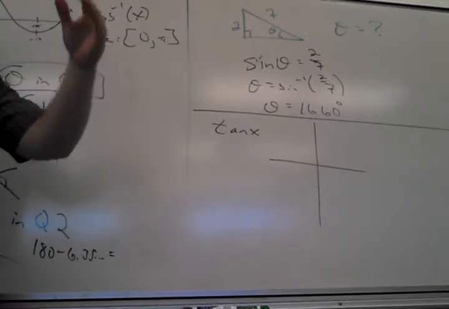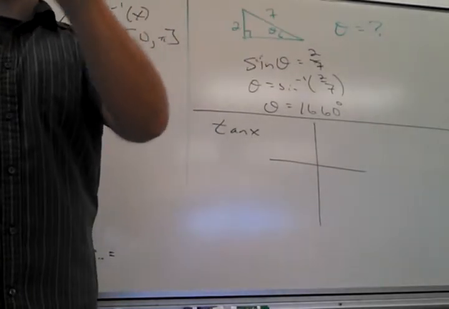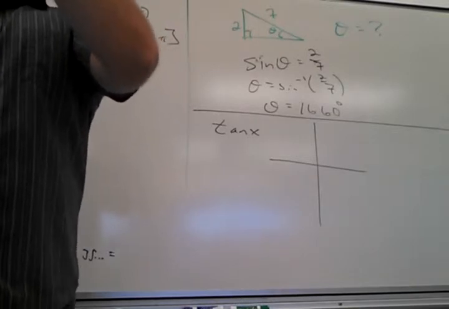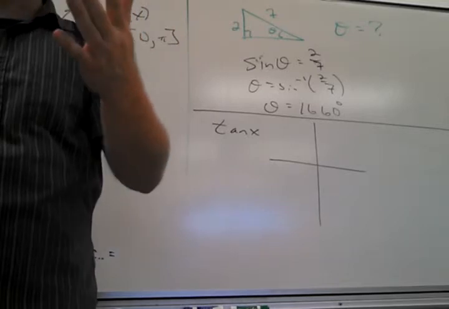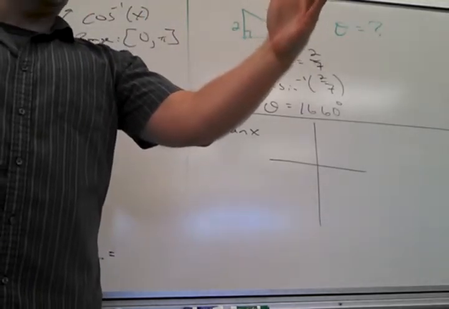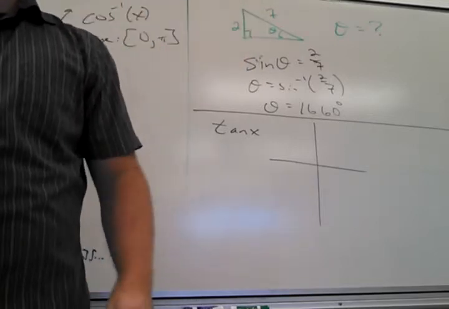Negative pi over 2? Pi over 2. And those are because what's on the bottom of tangent, if I rewrote it, it's what over what? Tangent is sine over cosine. And where's cosine 0? Pi over 2, negative pi over 2, for example, right? So that's why tangent has asymptotes there, because cosine is on its bottom, right?